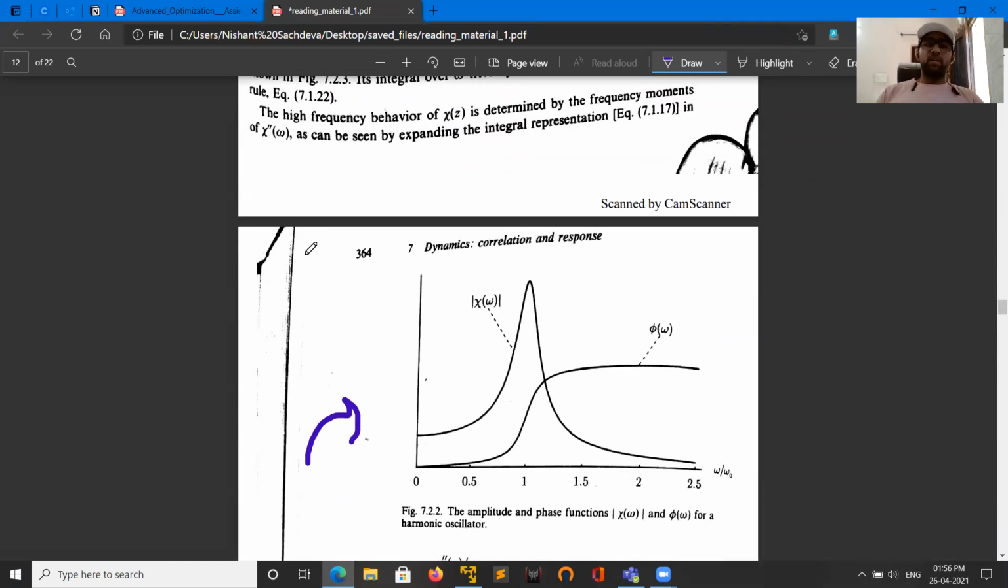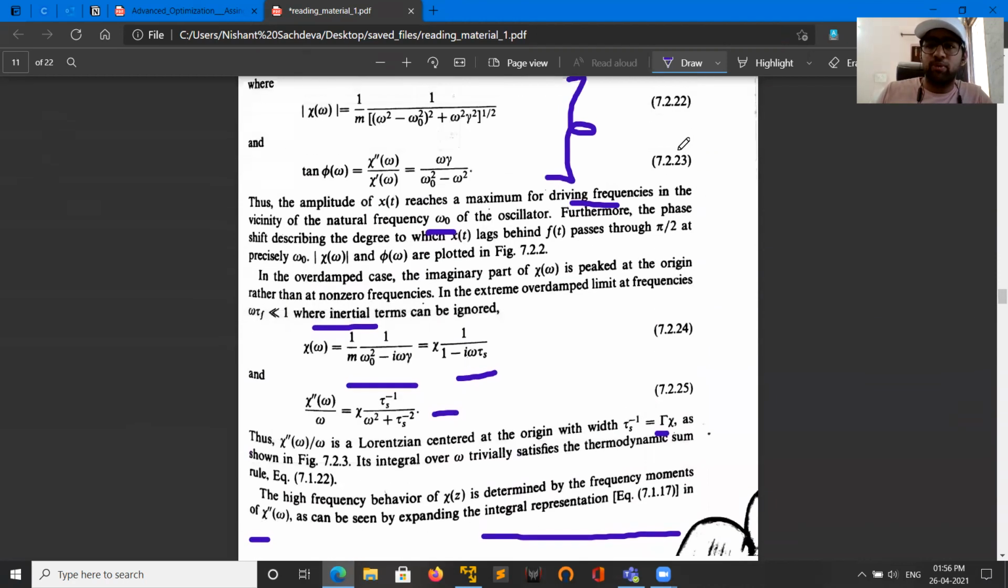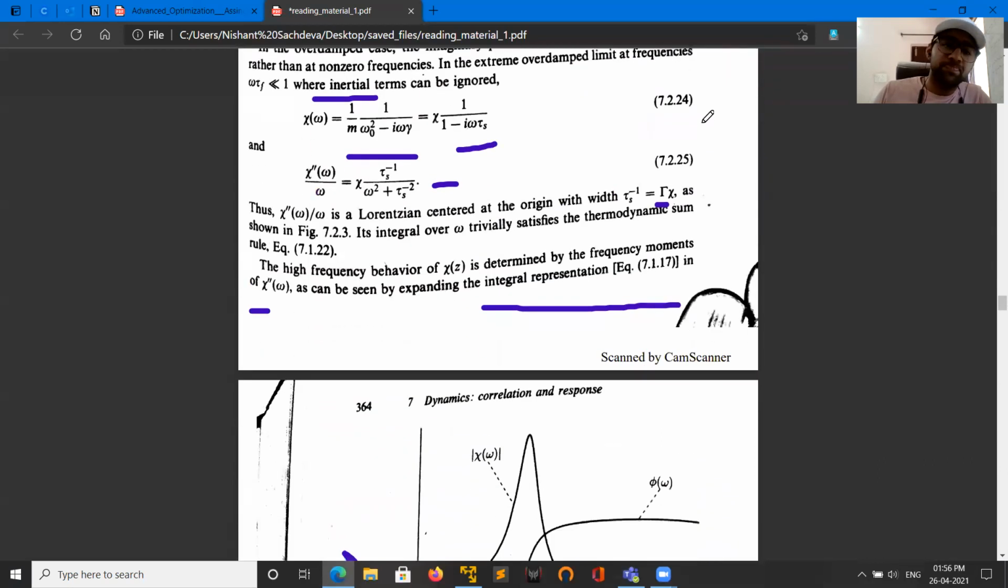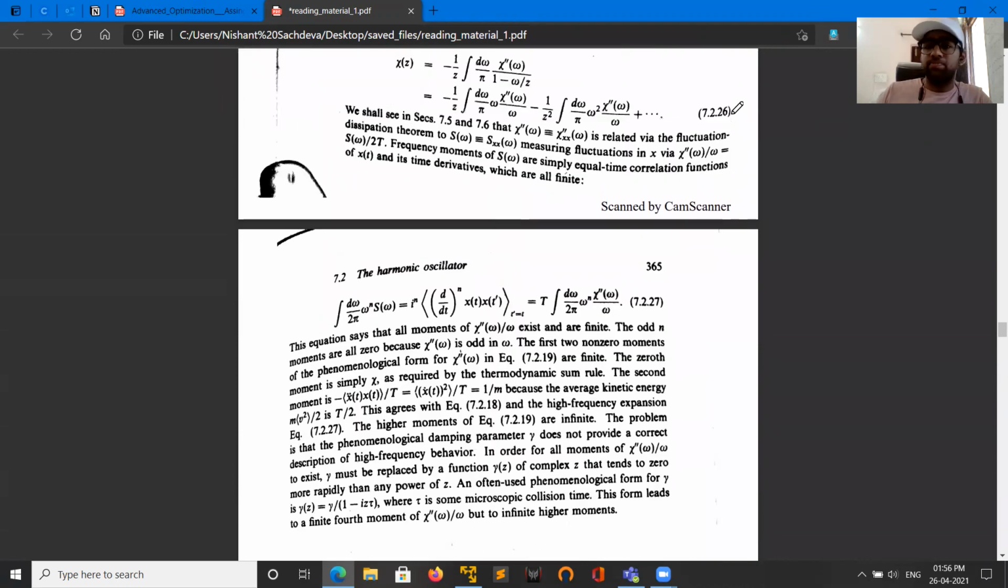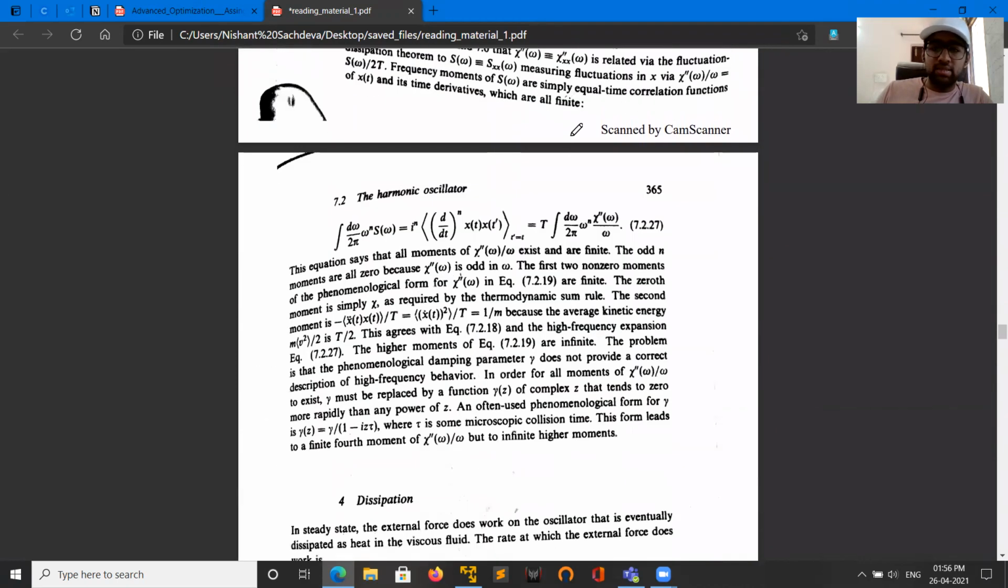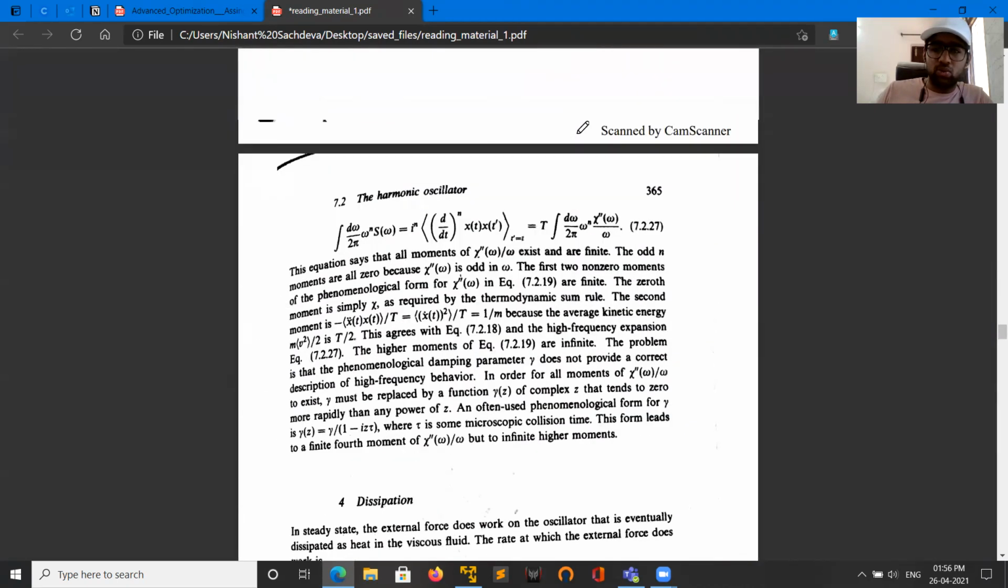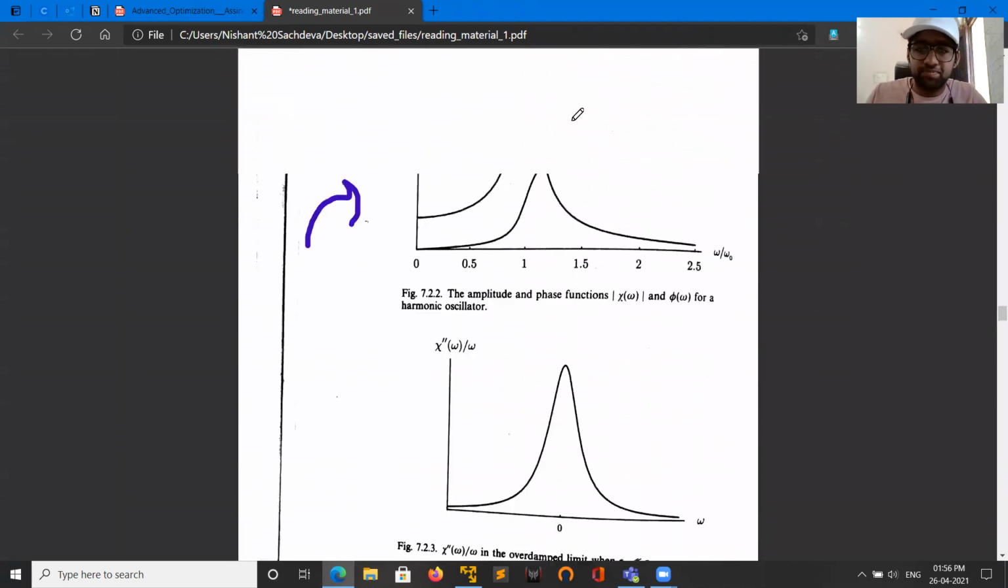The high frequency behavior of x of z is determined by the frequency moments of x double dash of omega, as can be seen by expanding the integral representation of section 7.1.17. Section 7.1.17, it's way back, I'm going there. Now, I think it's the description of the diagram, so we could read it. Okay, fine, let's read it.